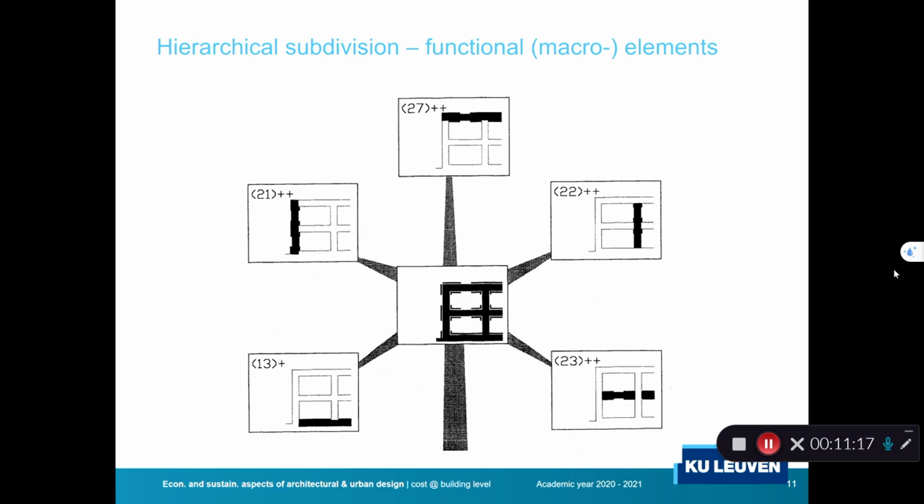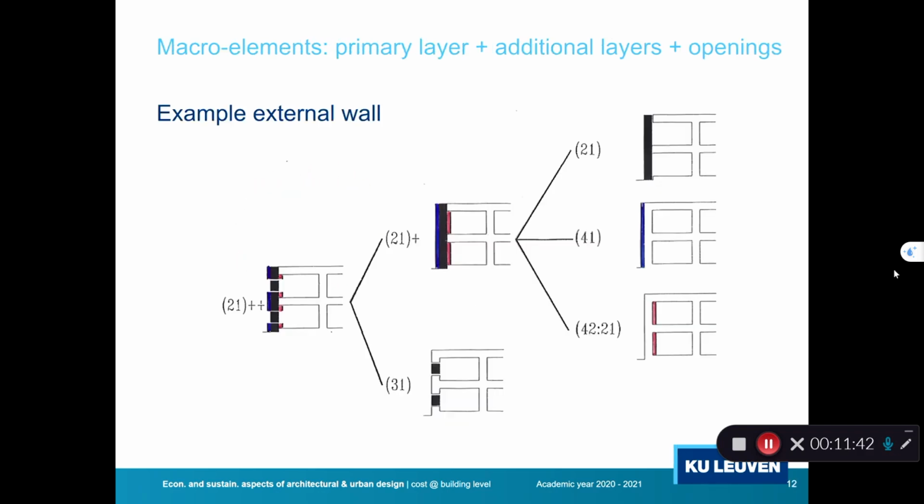Each macro element with a specific function gets a different symbol, a different coding, but it's not that important here, so I will not emphasize too much. But for example, 21 is the code for external walls, 13 is the code for floors on grade, and so on. Now, if we look at one specific macro element, for example, the outer wall, we see that this outer wall can again be subdivided into different parts.